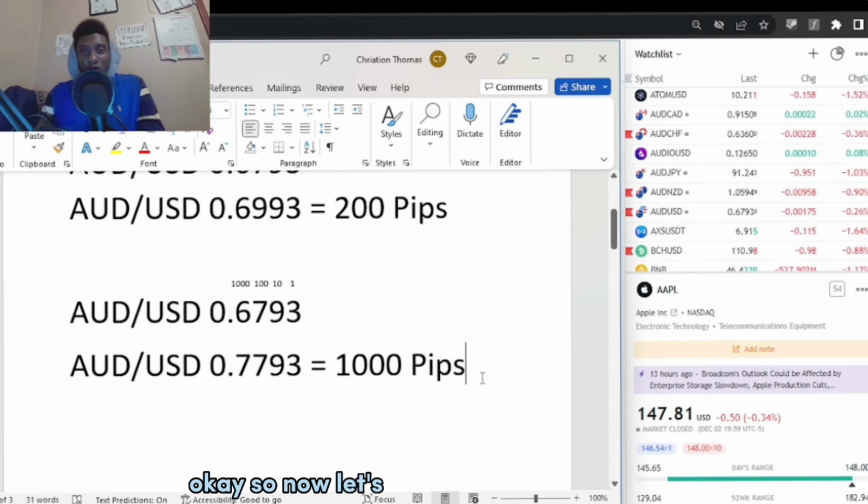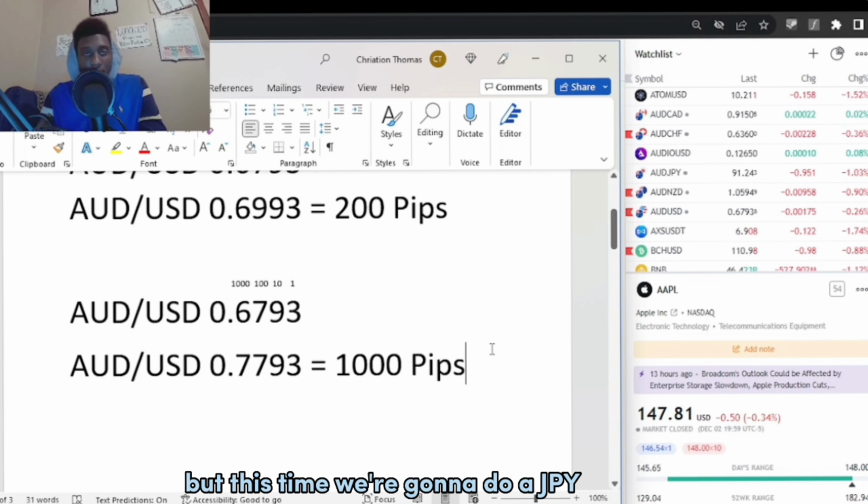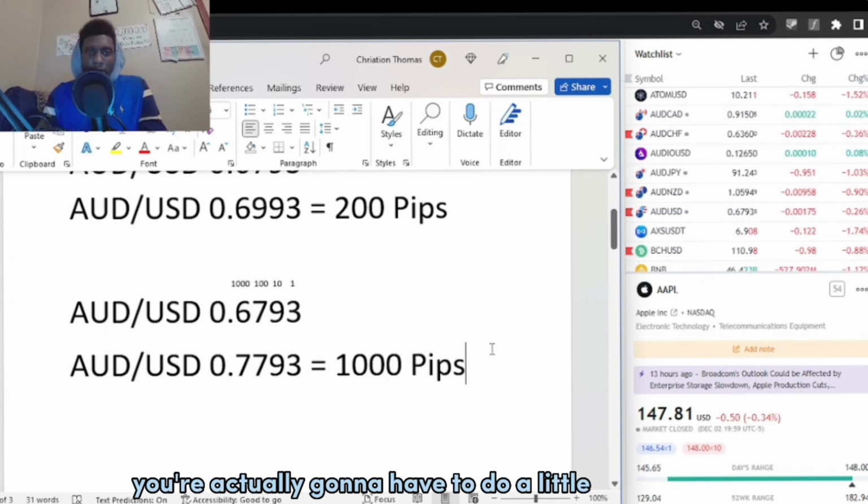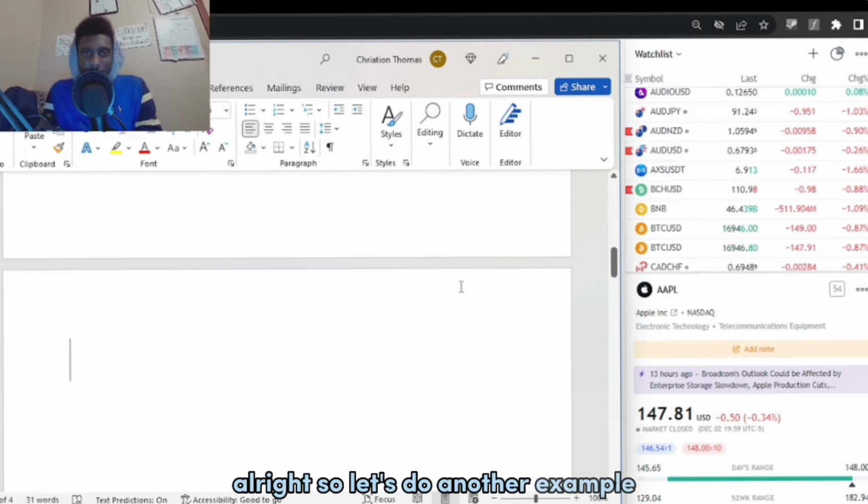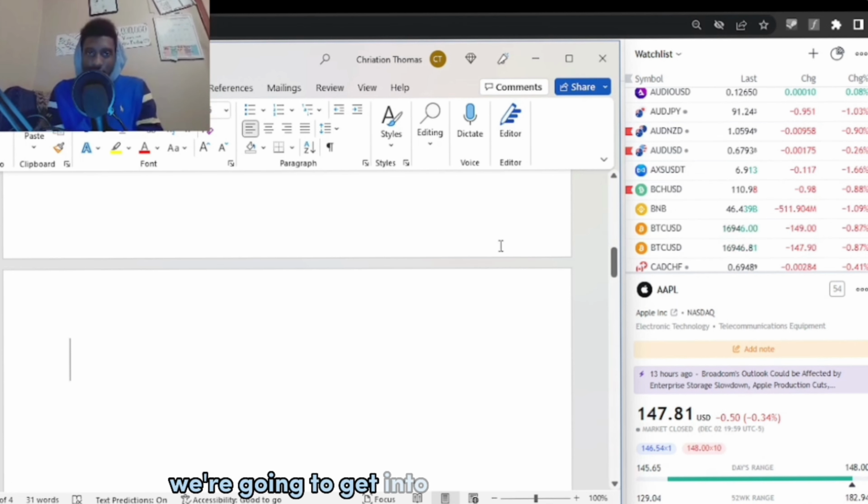Okay, so now let's do another currency pair, but this time we're going to do a JPY because you're actually going to have to do it a little bit different. Alright, so let's do another example, and then after this we're going to get into the JPY pairs because you're going to have to do them a little bit differently.